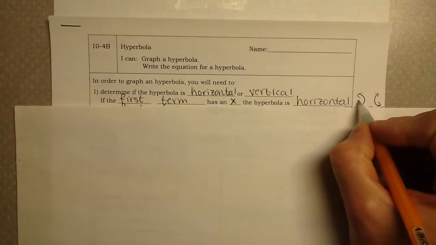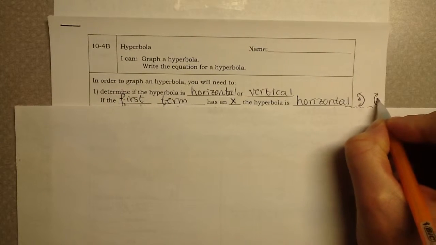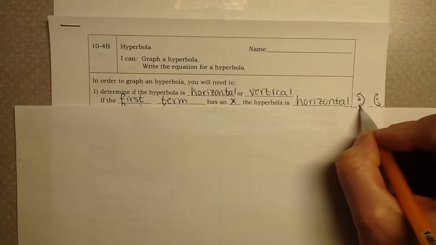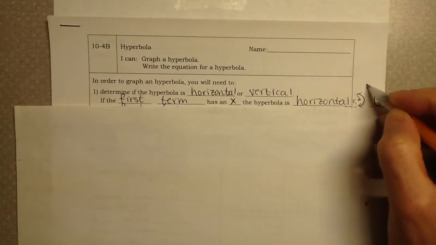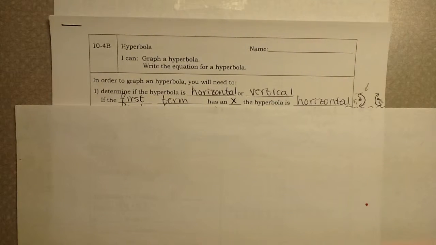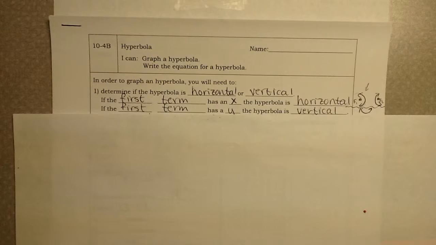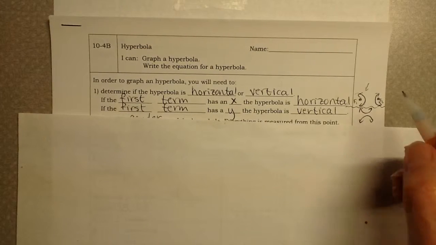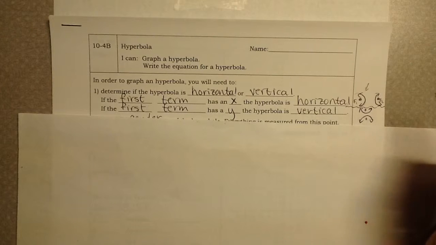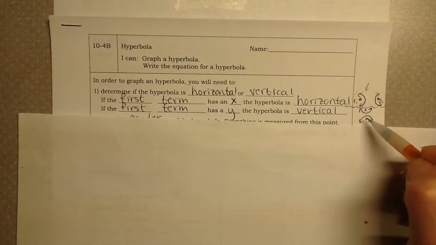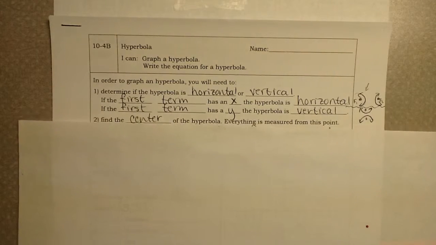And when it's horizontal, the hyperbola wraps around the x-axis. So the foci are always inside the branches. Remember, these are called the branches of the hyperbola. If the first term has a y, the hyperbola is vertical. So it's going to look more like this. Again, the foci are inside the branches of the hyperbola and it wraps around the y-axis.